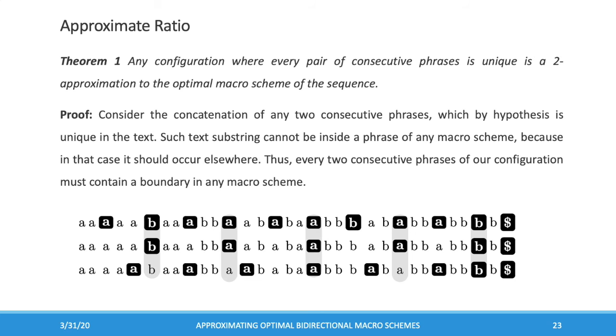This image shows such a configuration and illustrates the approximation argument. The top string shows the local minimum macro scheme, such that merging adjacent phrases creates a unique substring. The middle shows the configuration that is obtained by merging pairs of consecutive phrases, but it is not a macro scheme, therefore it is not an optimal macro scheme. The bottom shows an optimal macro scheme.